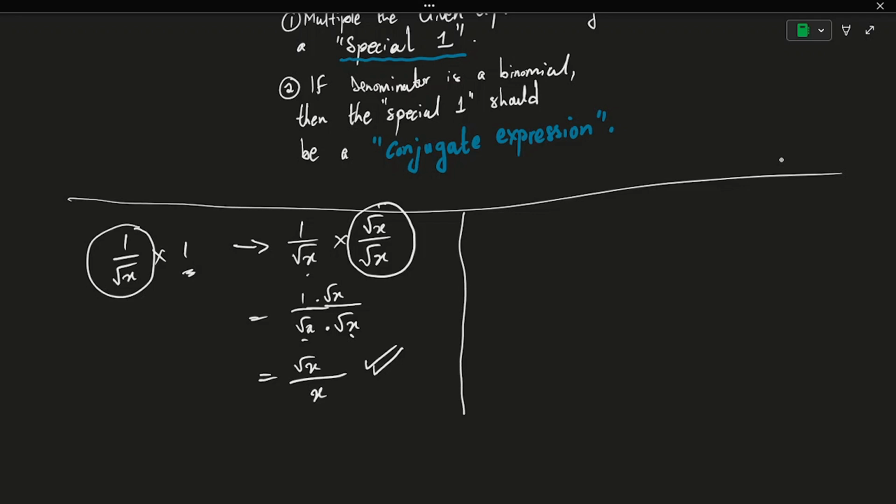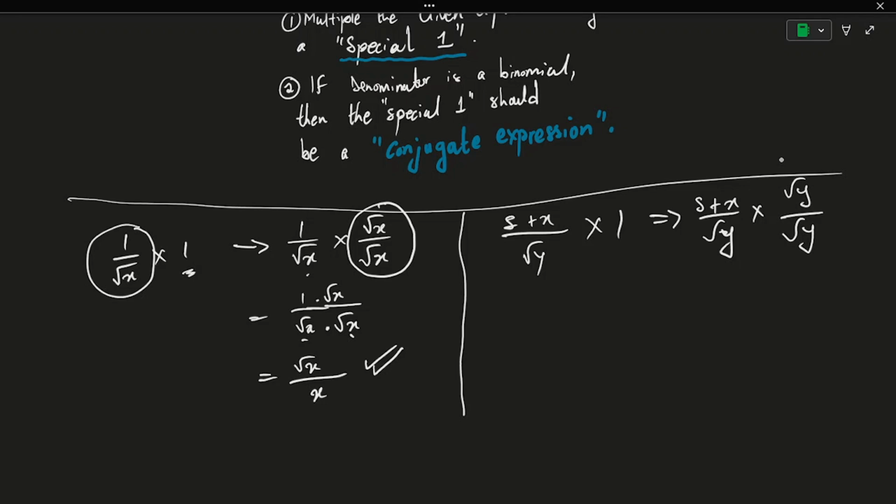For another example of the special one case, let's say you have 5 plus x divided by root of y. We say that you have to multiply by a special one, and that's just this. This can be turned into 5 plus x divided by root of y multiplied by root of y divided by root of y, because root of y divided by root of y is 1. So this doesn't change anything.